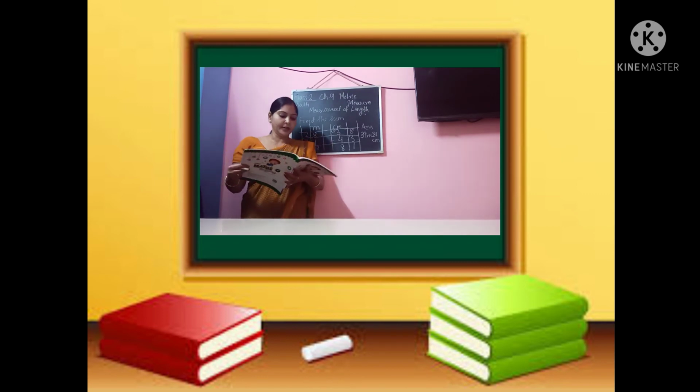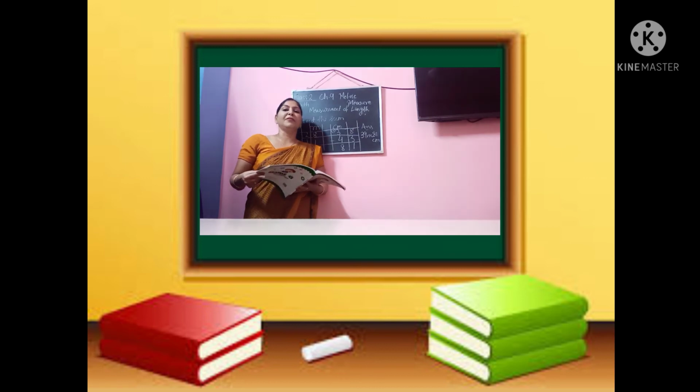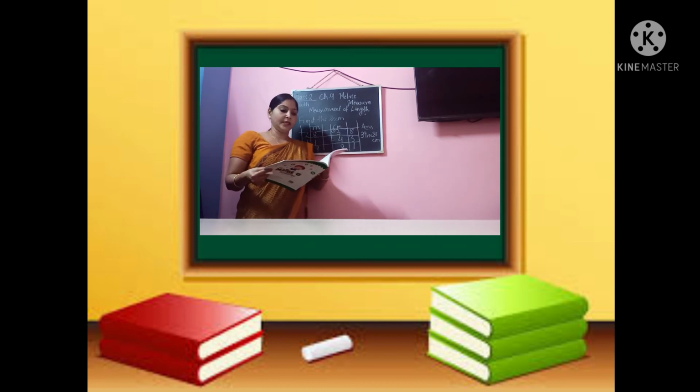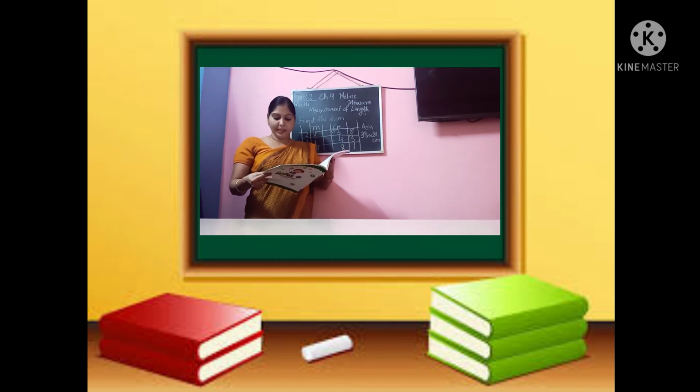Now here in the book there is no space given to write the answer. But when you are doing this kind of sum in your copy, you should always write the answer. Okay. Now based on this meter and centimeter, some more sums are given on page number 170.